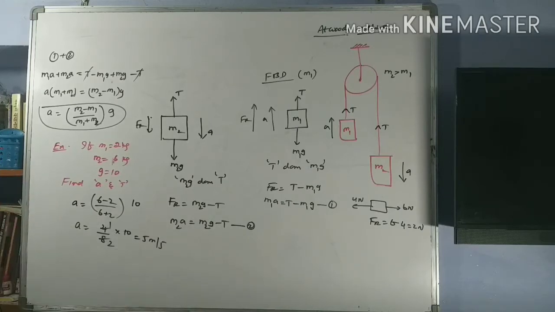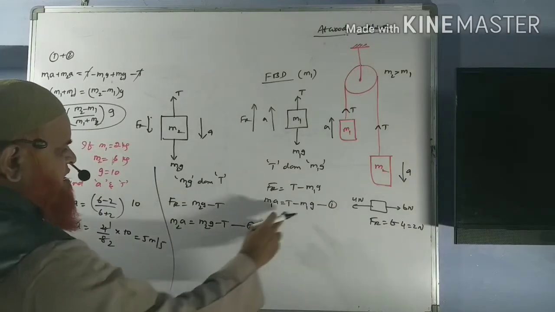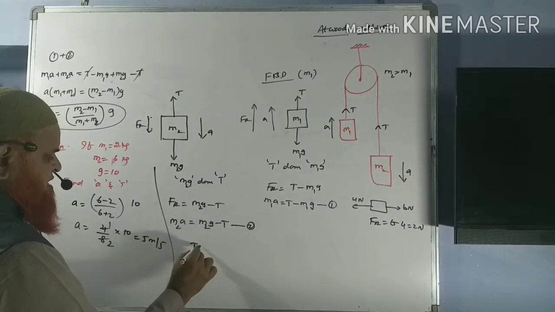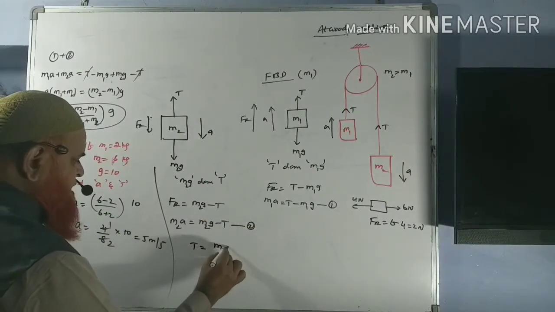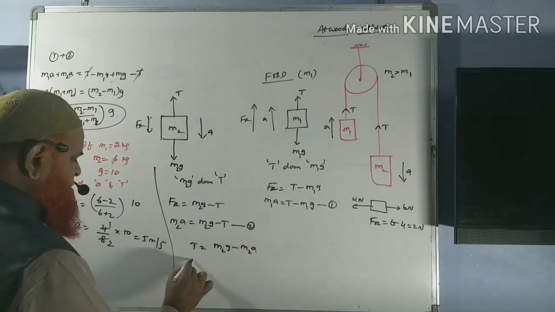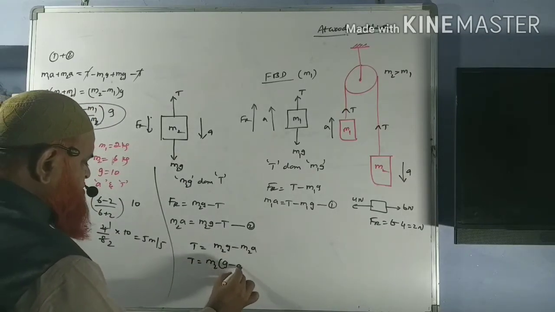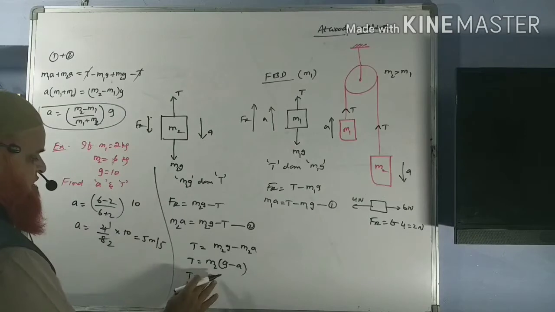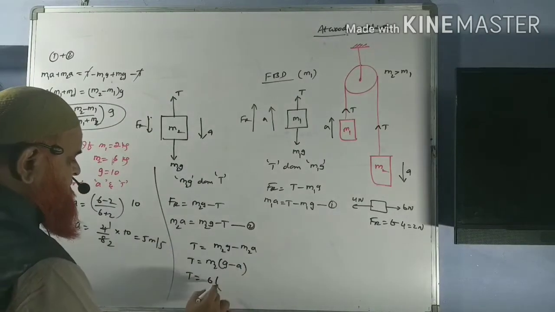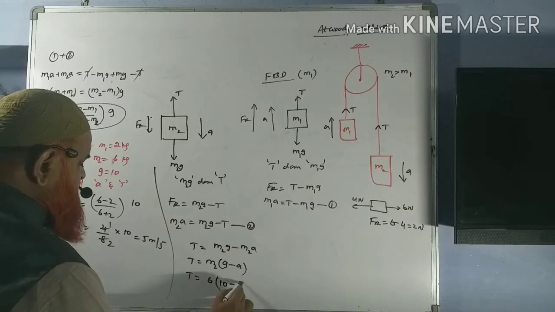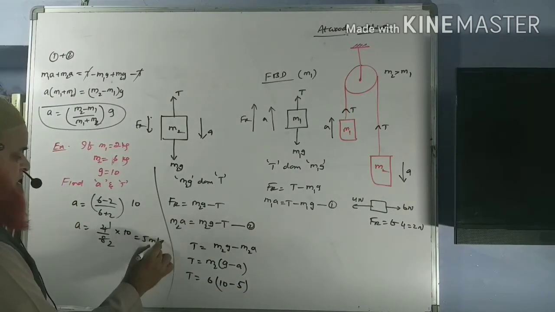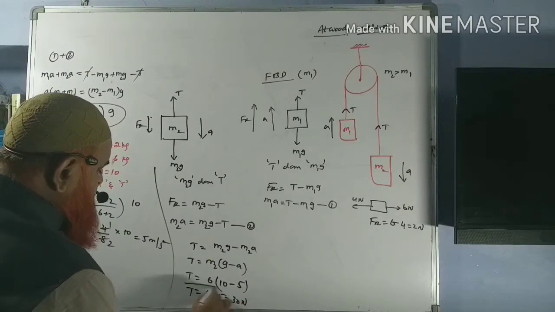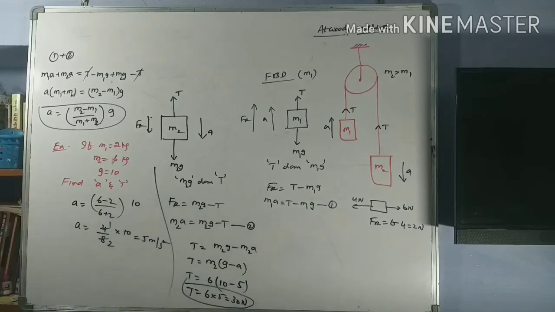Once you get an acceleration in this case, then you can substitute here or here to get tension. It's very simple to find out the tension. So for example, take this case, T left side is M2G minus M2A. Therefore T is equal to M2 into G minus A. M2 is given here as 6 kg. G, let us take 10, minus A is 5 meter per second square. So we're getting tension as 6 into 5, that is 30 newtons. So this is the answer. In this way you can find out the solution.